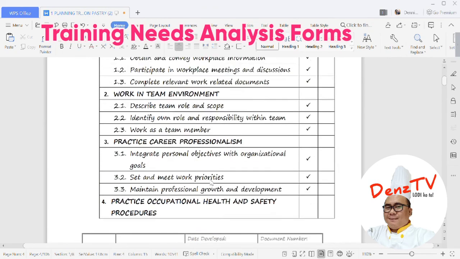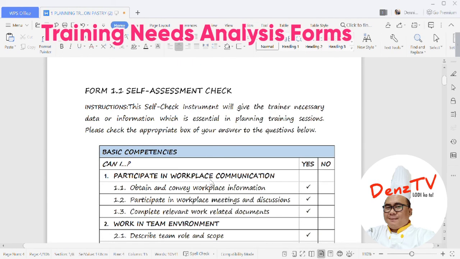So for the next video, we have the station plan. Preparing the station plan. So that's all. Thank you.